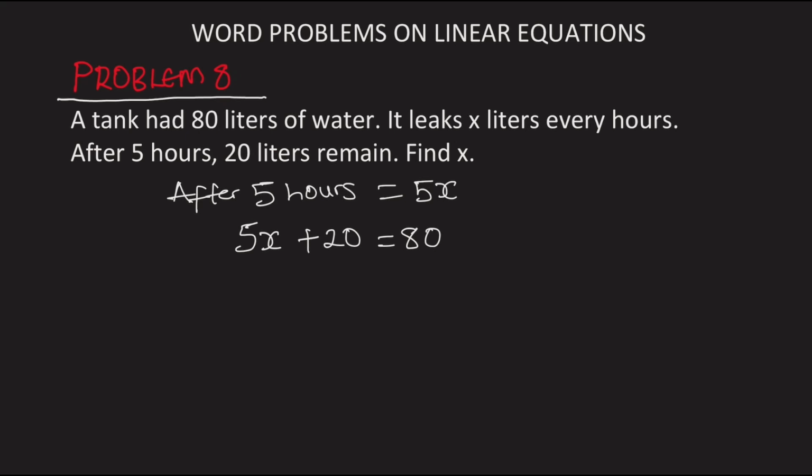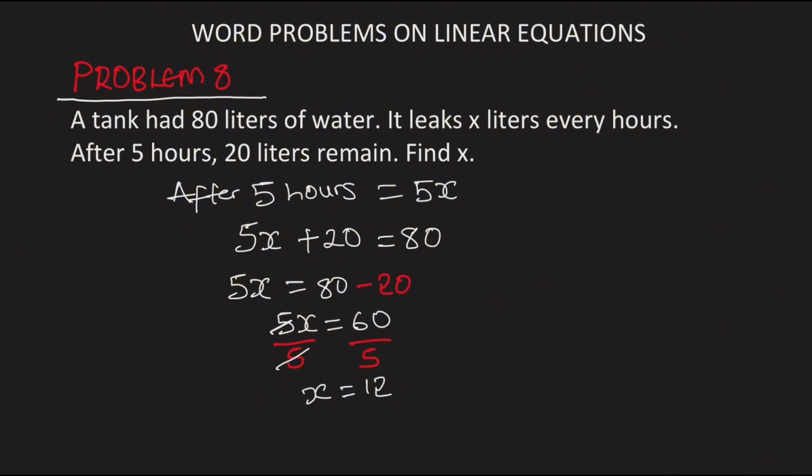So we could solve from here by subtracting 20 from both sides. 5x is going to be equal to 80 minus 20, which is going to leave us with 5x is equal to 60. So from here, we could divide both sides by 5, which will give us x is equal to 12. So it leaks 12 liters every hour.